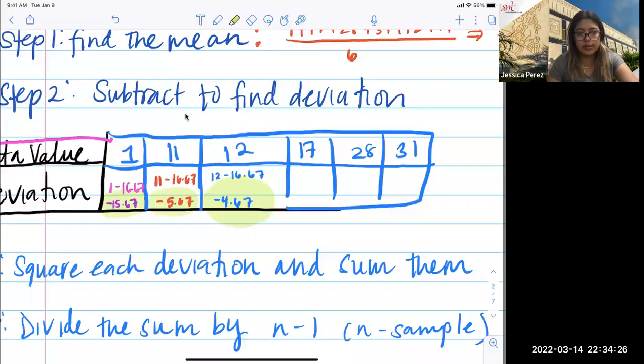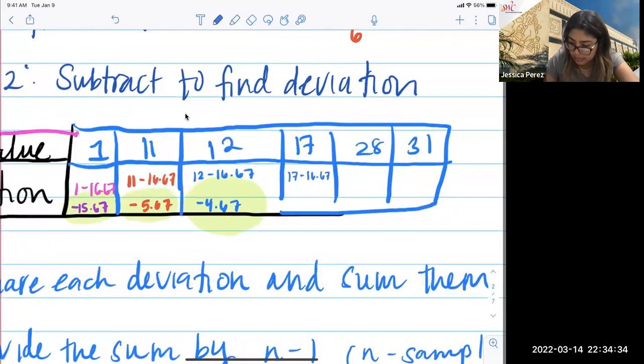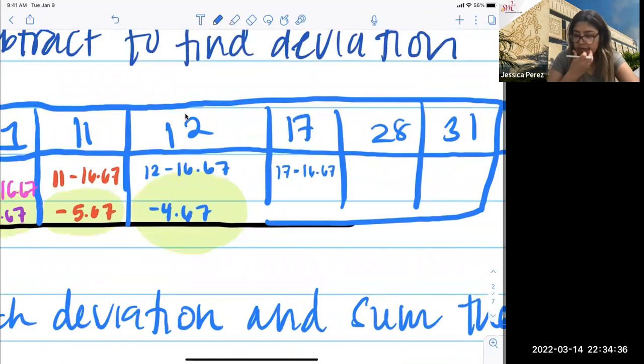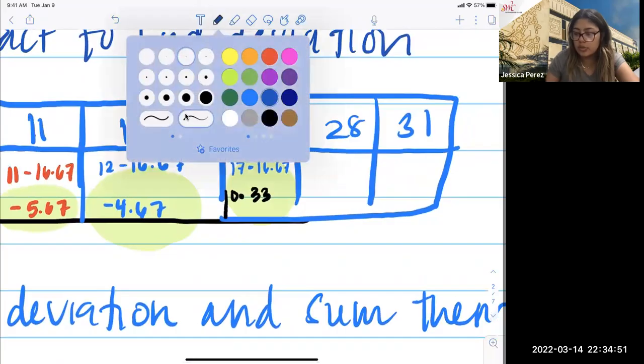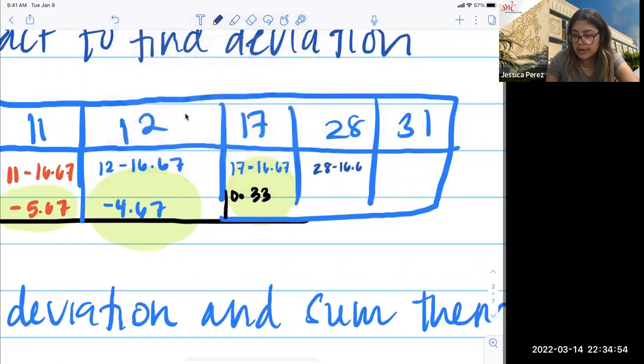So the next part is 17 minus 16.67. Zoom in a little bit. So 17 minus 16.67, I get 0.33. So that is my deviation. Same here, I'm going to do 28 minus 16.67. So 28 minus 16.67 is 11.33.